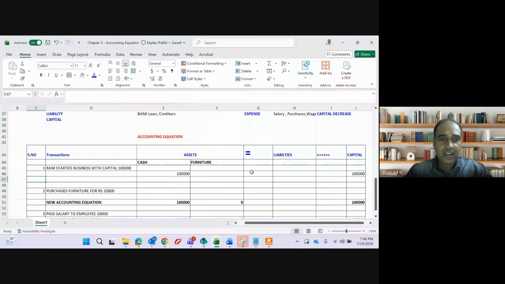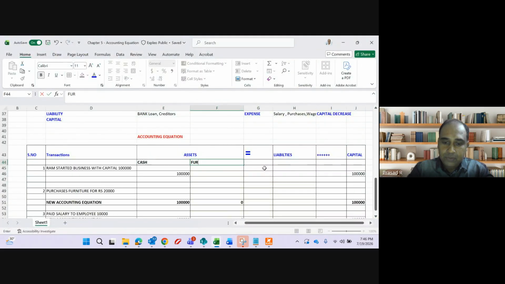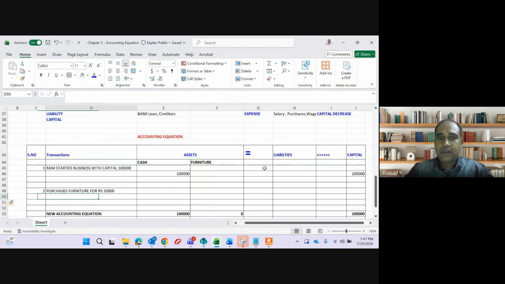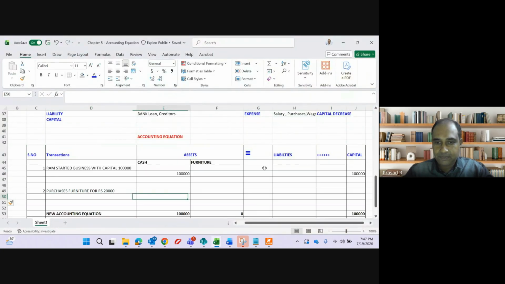No. Next transaction, purchased furniture for 20,000. Now I have cash in the asset column, but do I have furniture in the asset column? I don't have. So I will introduce one more category under assets called furniture. Which are the 2 accounts involved, guys? When I purchase furniture, my business will get new furniture, and what will go out of my business? Cash. So I will reduce 20,000 from cash, minus 20,000 in cash, and I will add plus 20,000 in furniture.